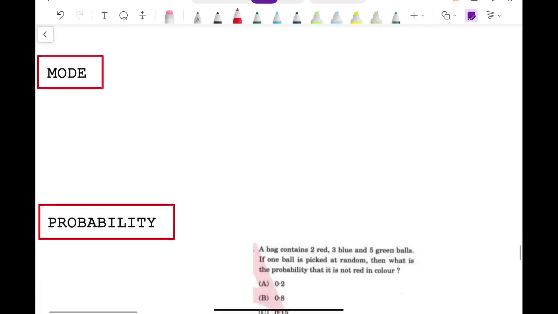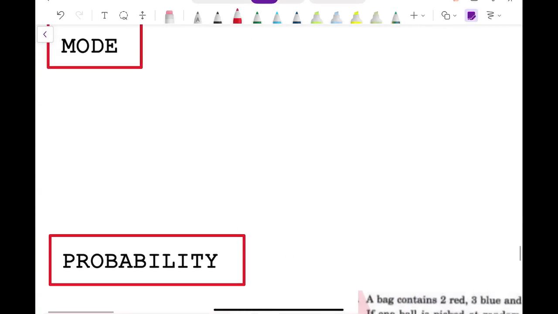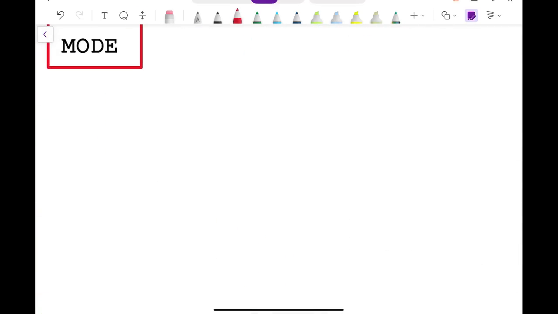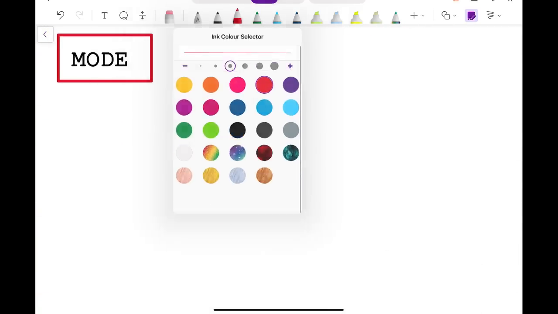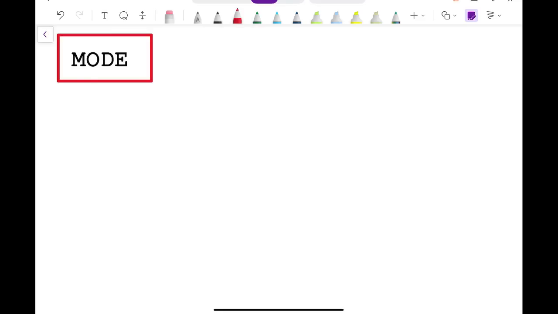What about mode? What is mode then? Mode simply means the number which is occurring the maximum times. So let me write a set of data here. 3, 9, 2, 4, 2, 8, 9, 2, 2, 6, and 4.